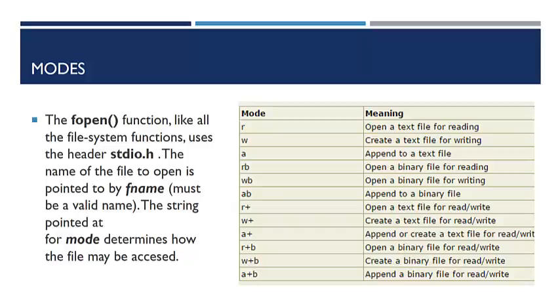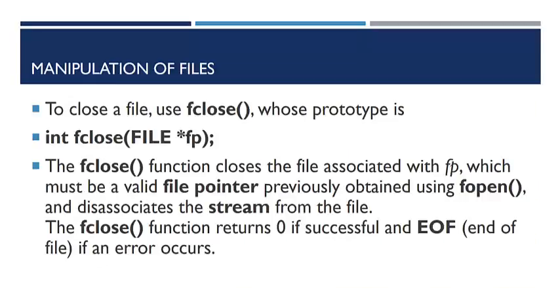Here we can see we have different modes. r is for reading, w is for writing, and a is for appending. There are also modifiers after that, which are b for binary, plus for both reading and writing if needed. And here's how we can manipulate files.